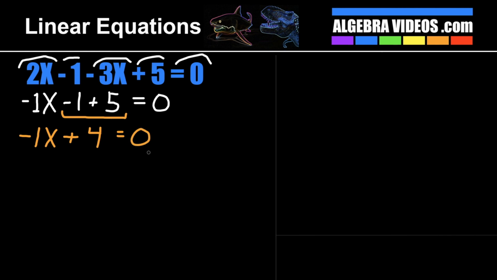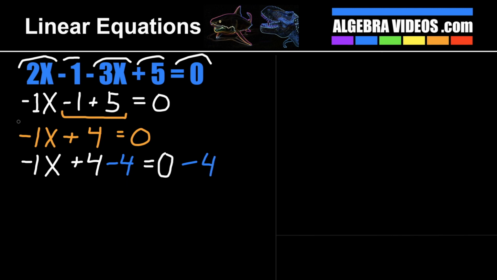Okay, so next thing I want to do is get rid of this 4. So how do I get rid of this 4? I'm going to subtract 4. That's an easy way. It's almost cheating. But whatever I do to one side, I need to do to the other side. So if I subtract 4 from one side, I'm going to subtract 4 from the other side.